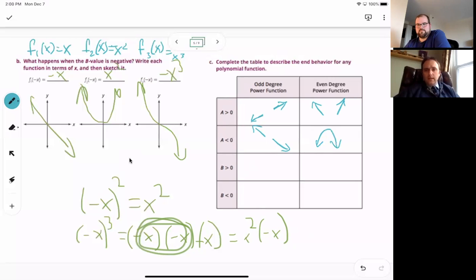And we have b is greater than 0. So that's going to be the same thing as a is greater than 0. And then b is less than 0. Odd changes, even doesn't. And we haven't gotten into why and all that stuff, but that's what we're observing so far.